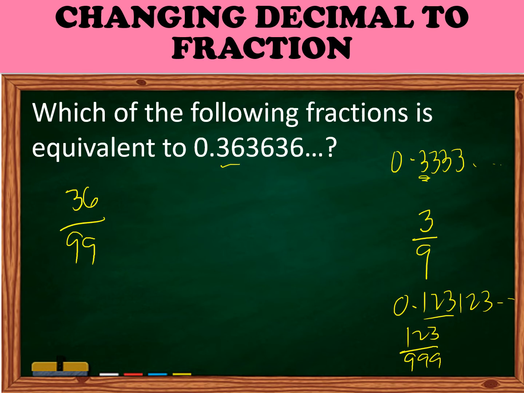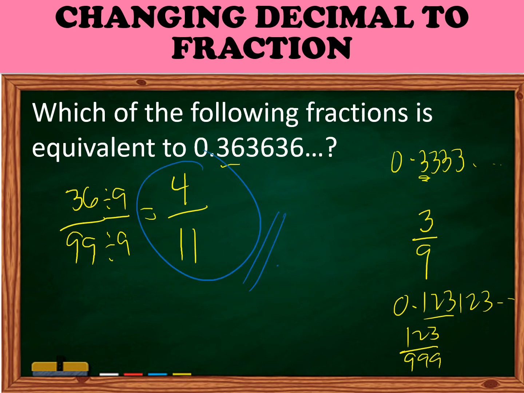So let's try to consider the given. Yung 36, i-divide natin by 99 kasi nga 2 digits ang nare-repeat, which is 36, 36, 36. And then we get the lowest term. 36 and 99 are obviously divisible by 9. So 36 divided by 9 is 4, and 99 divided by 9 is 11. So 4 over 11 is already in lowest term. So this is your final answer.